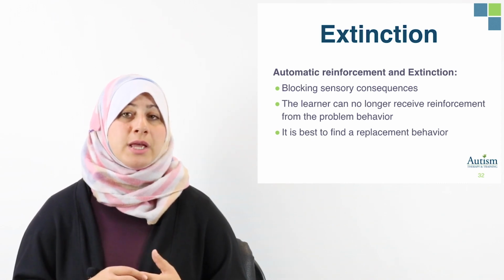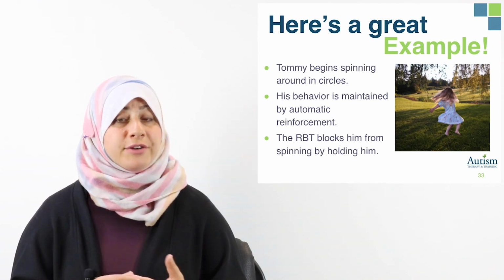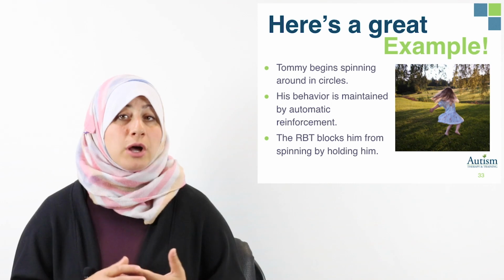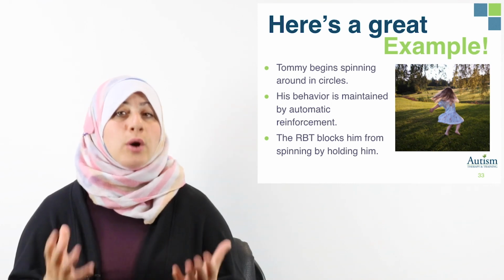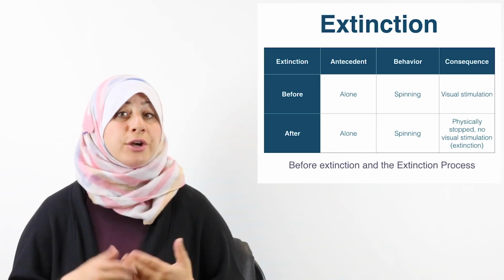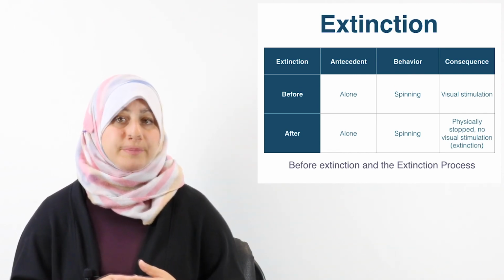For example, Tommy begins spinning around in circles. His behavior is maintained by automatic reinforcement. The RBT blocks him from spinning by holding him. By stopping him, no visual stimulation can occur, and therefore the behavior is placed on extinction.